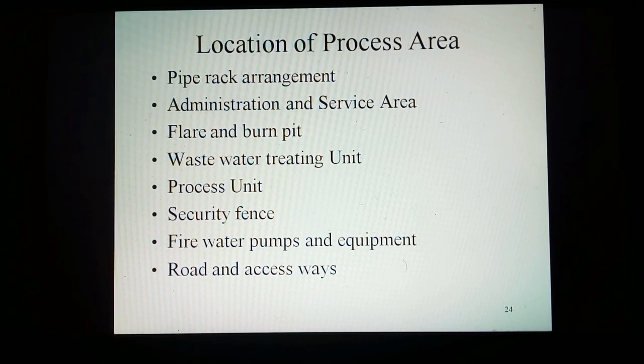Fire water pumps and equipment shall be sufficiently remote from processing, storage and loading areas where a major fire could occur. Road and access ways shall offer easy access for mobile equipment during construction and maintenance, firefighting and emergency escape in a fire situation. Access roads shall be at least 3 meters from processing equipment between road edges to prevent vehicle collisions.